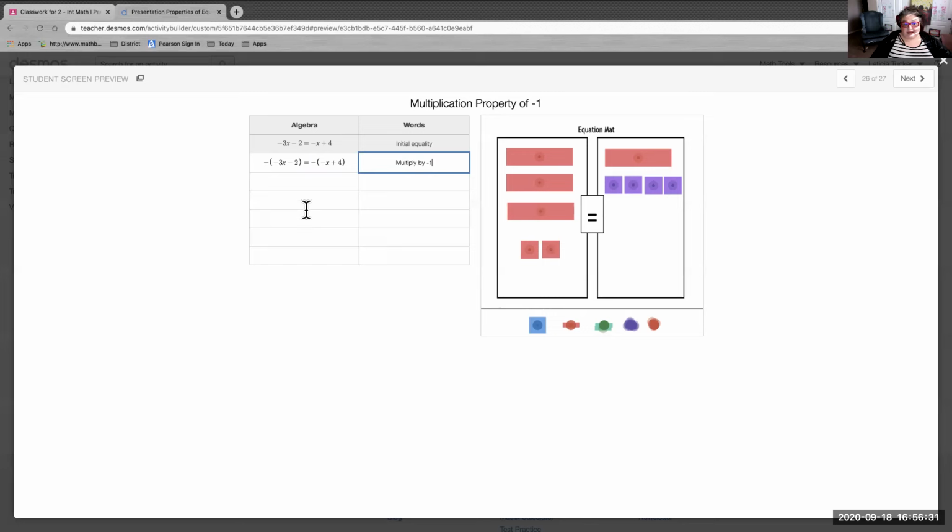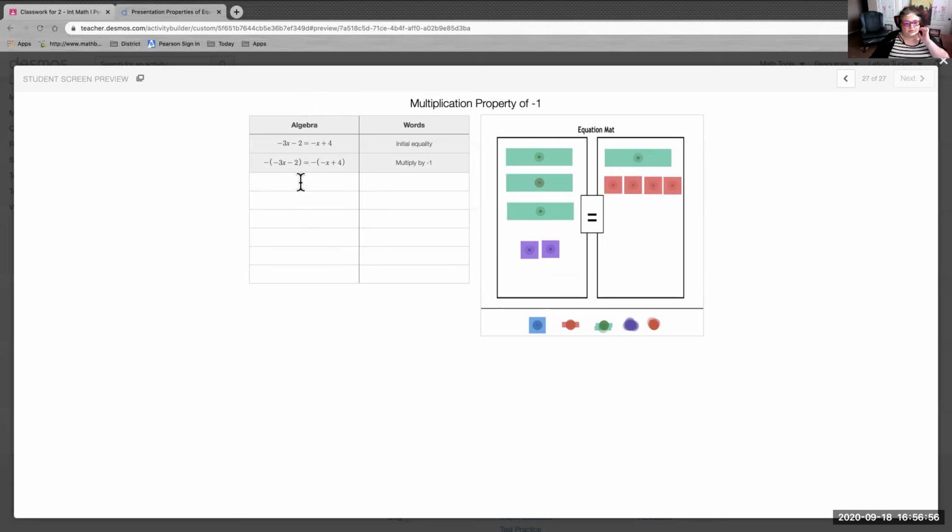Okay, what that would do would just make everything the opposite. So these are going to change to the opposite. They're all going to change. So these are going to turn green, these are going to turn purple, and these are going to turn red. Let's see what that looks like. There you go. Okay?